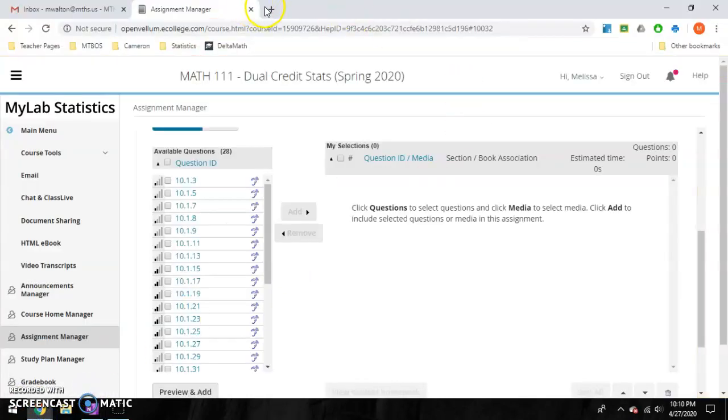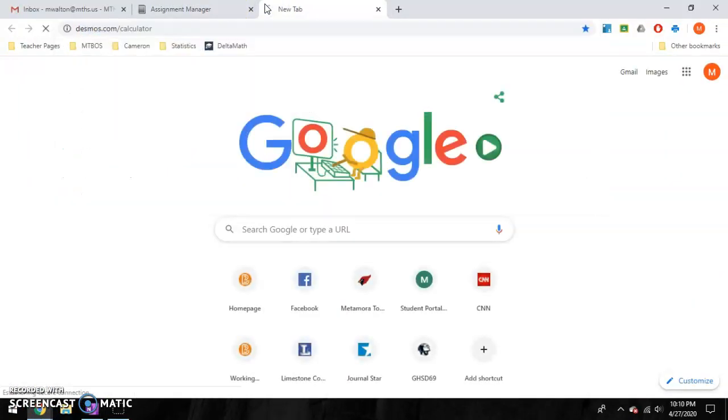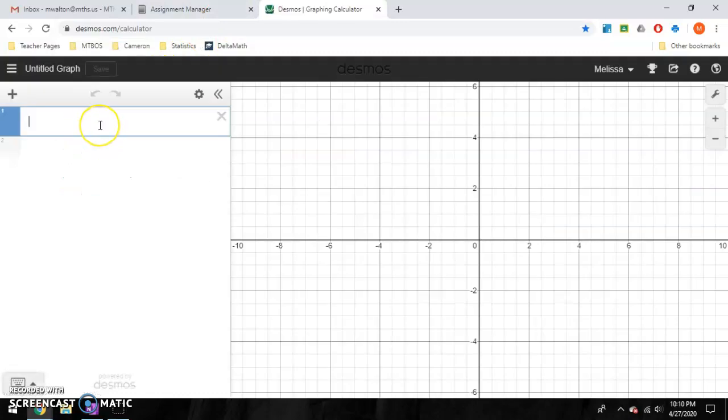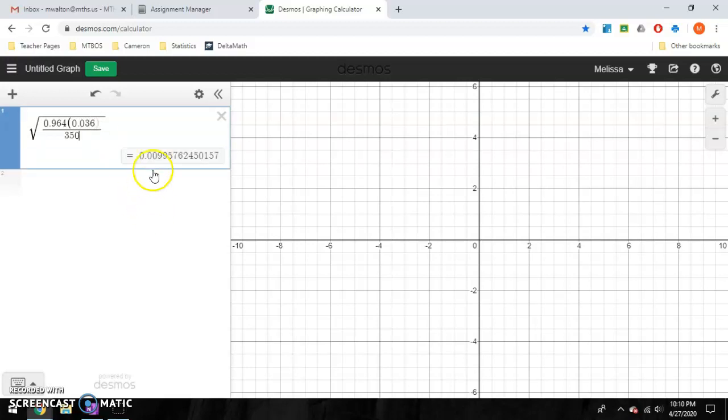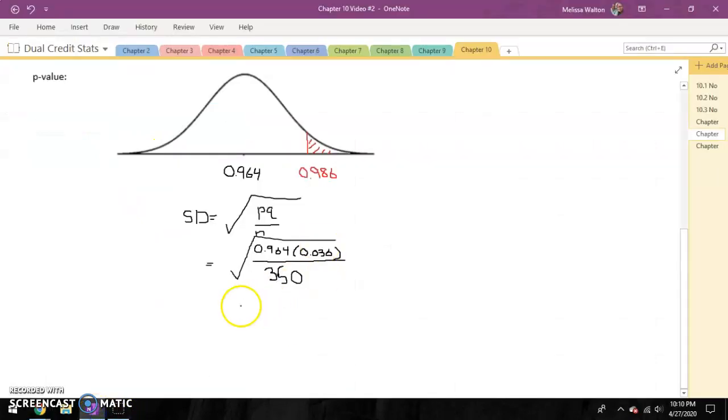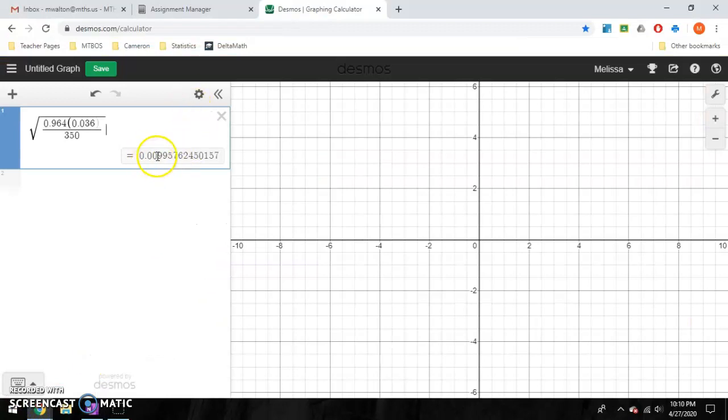I'm going to go ahead and look at this on Desmos. Square root of 0.964 times 0.036 all over 350. Our standard deviation is 0.00996.